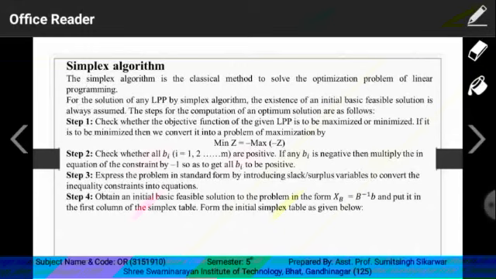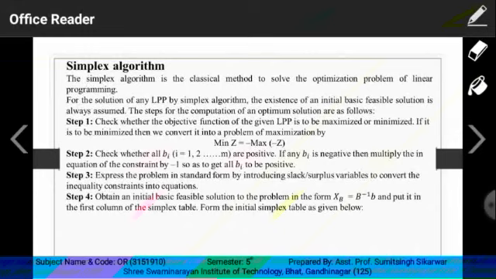So we can write our minimization of z is equal to minus of maximization of minus z. Our next step is we must check whether all the bi, where i is equal to 1 to m, are positive. If these bi are negative, then we need to multiply the inequality of the constraint by -1 so that all bi become positive.